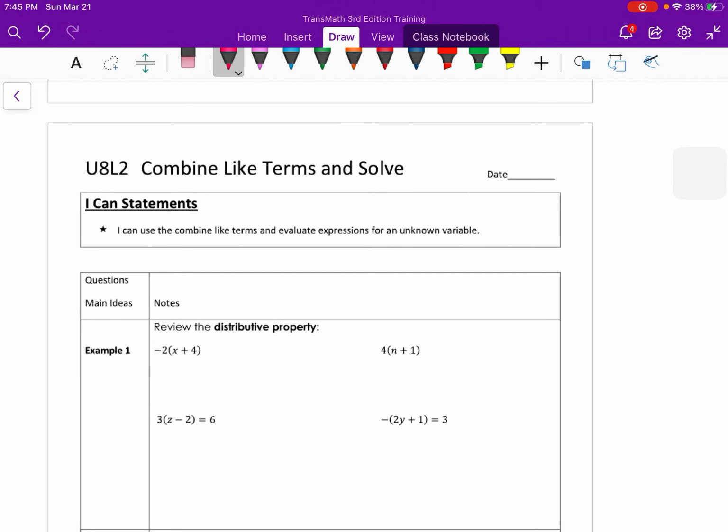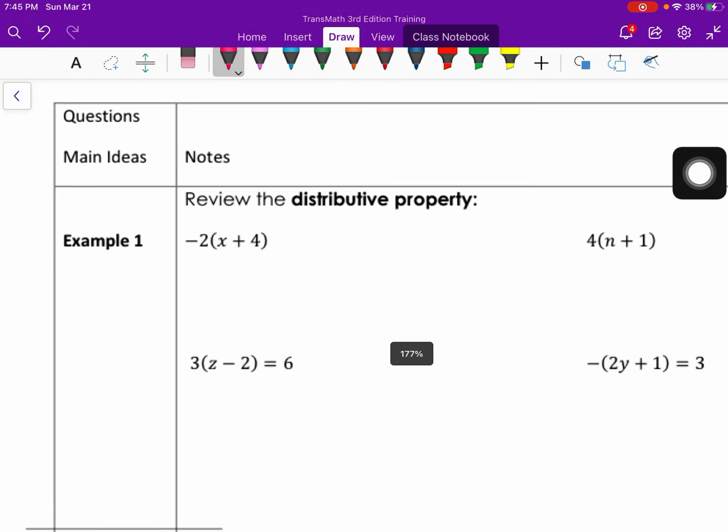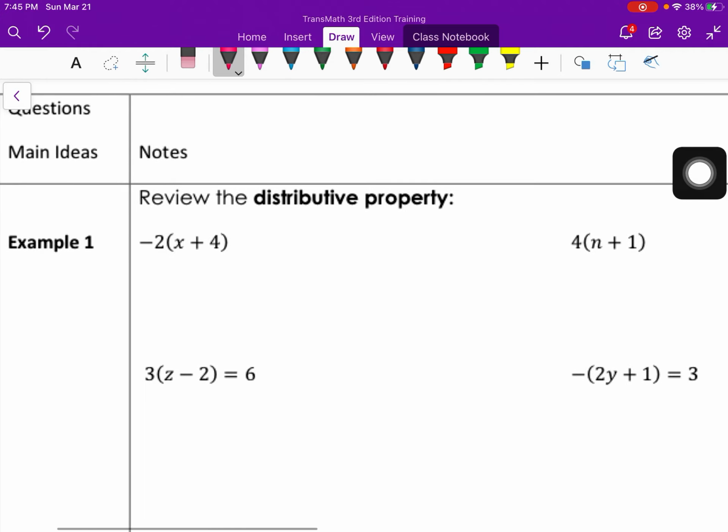All right, hello class. So this is Unit 8, Lesson 2, Combine Like Terms and Solve. Again, we're going to be reviewing combining like terms and the distributive property and then solving. So these are expressions in these first two cases where we can use the distributive property. When we distribute, we must distribute this whole piece to each part.